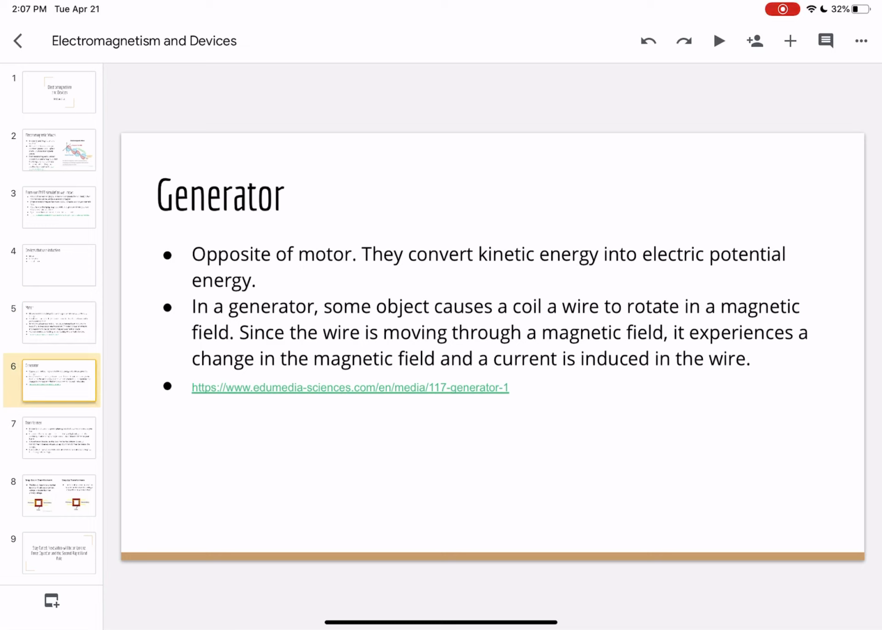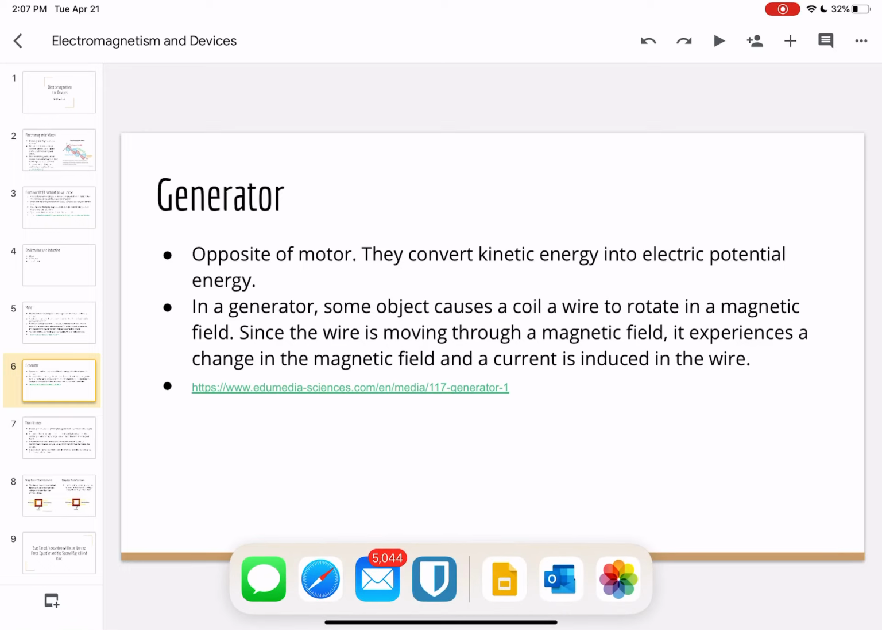A generator is sort of like the opposite of a motor. What it does is it takes kinetic energy and it turns it into electric potential energy. So in a generator, we have some object that causes a coil of wire to rotate. This coil of wire is not connected to a voltage source like a battery. It's just rotating in a magnetic field. However, since the wire is moving in a magnetic field, it experiences a change in the magnetic field, so a current is induced in the wire. So let's take a look at that.